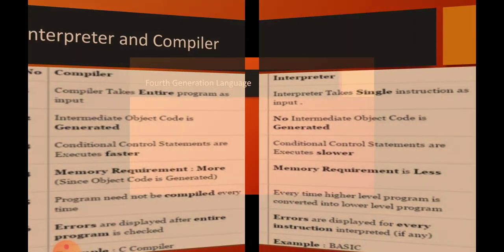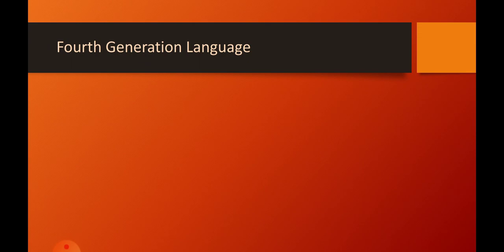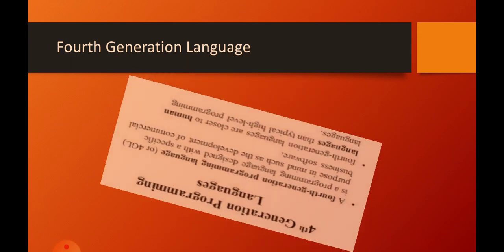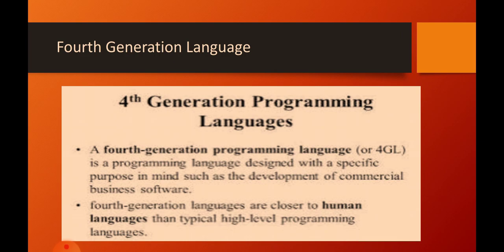Next point is fourth generation language, or 4GL. Fourth generation languages are closer to human language than third generation languages, because third generation language is simple and user friendly but not close to human language. So fourth generation languages are more closer to human language, highly user friendly, portable, independent, with very high speed of execution. Many more advantages were added in fourth generation programming language.